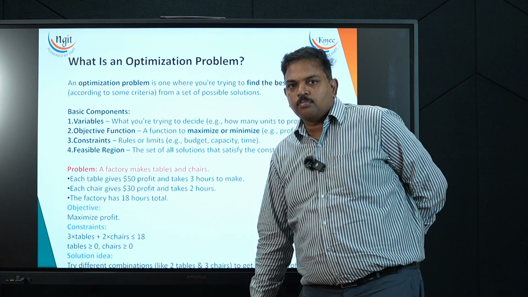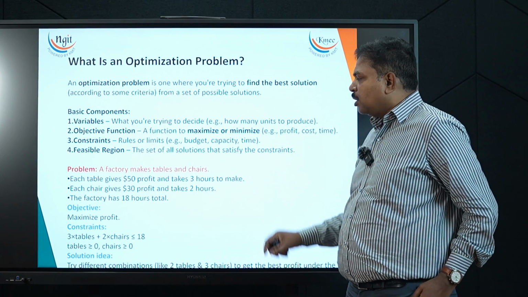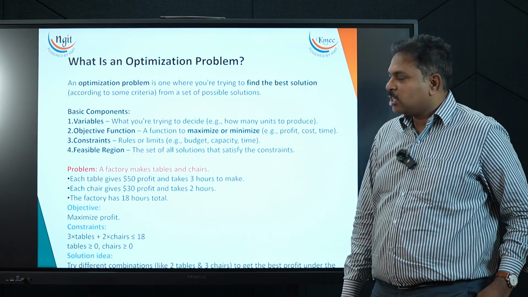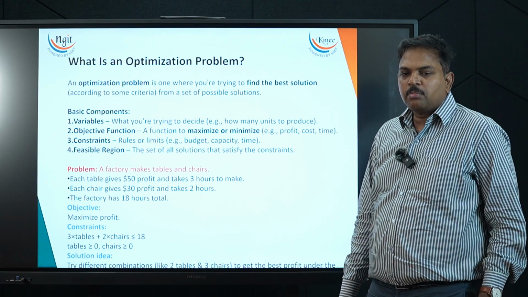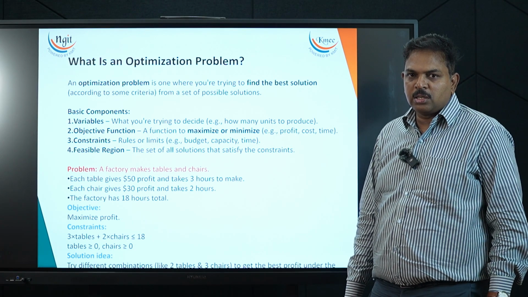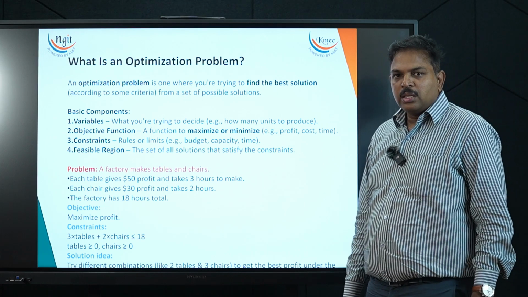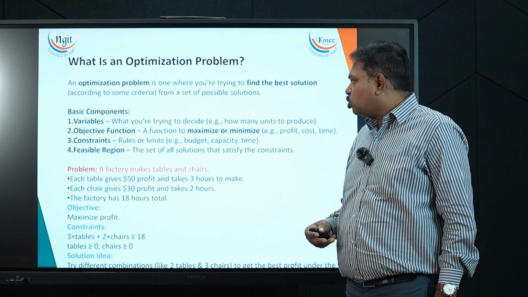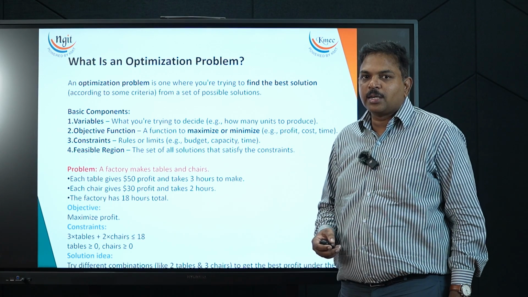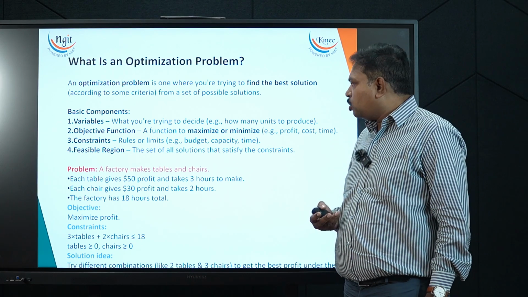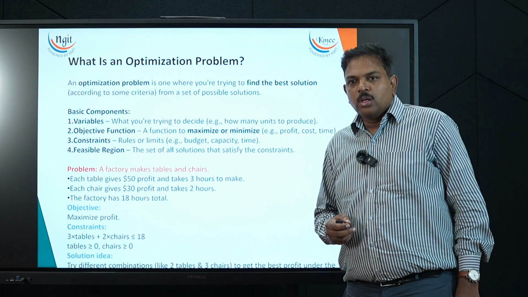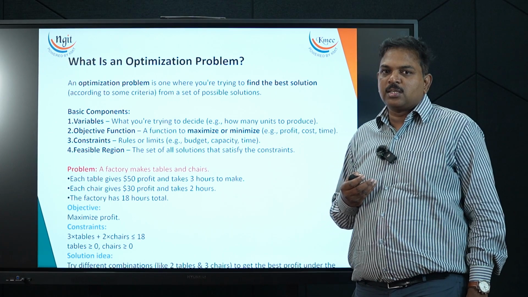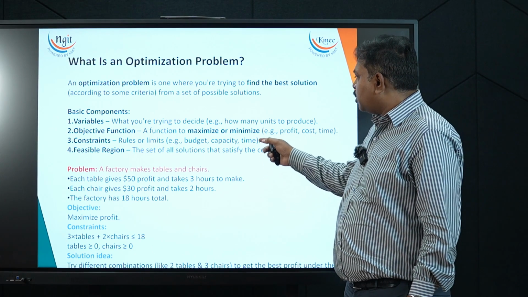Next, the objective function. My problem has an objective function, that is to maximize, meaning maximizing profit is my objective. Sometimes, suppose I am purchasing something in a store, there my objective is to minimize the cost. Generally we bargain. Why do we bargain? We try to minimize the cost, so that we purchase at a lesser cost. There, minimize is our objective.